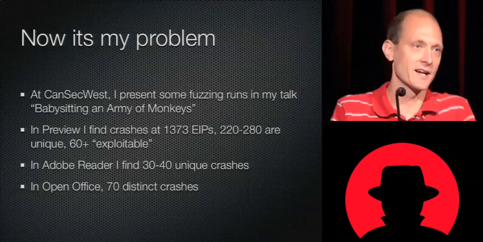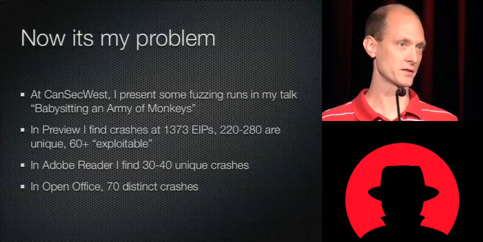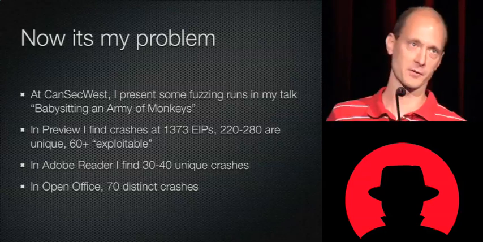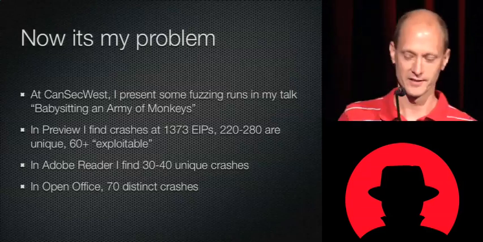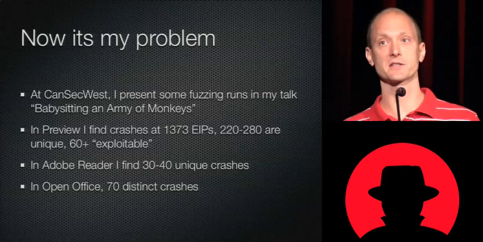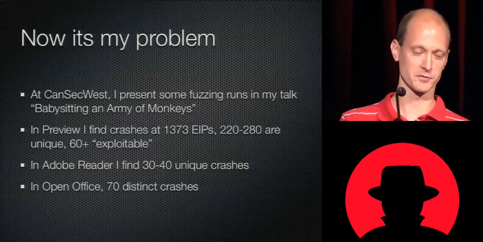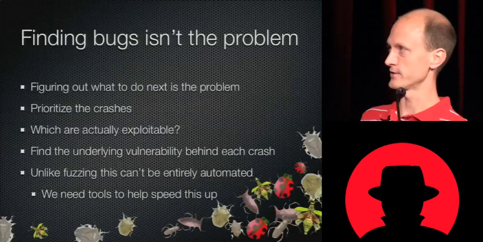So there's just no way that I can look at 60 bugs and 60 crashes and try to figure out what the bugs are and if they're really exploitable. This is too much for me to do. Likewise, in Adobe Reader, there were 30 to 40 crashes that I found, and 70 in OpenOffice. So this is a serious problem. And there's actually a lot of talks at Black Hat this year talking about this. So I'm not the only researcher who's noticed this.